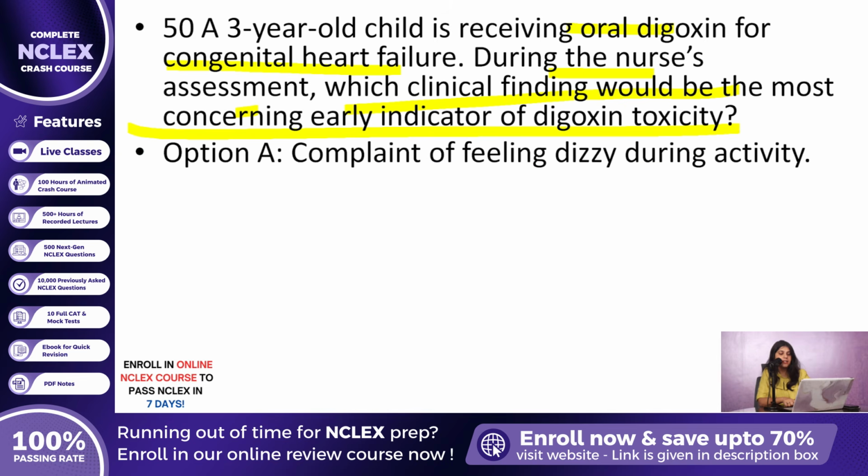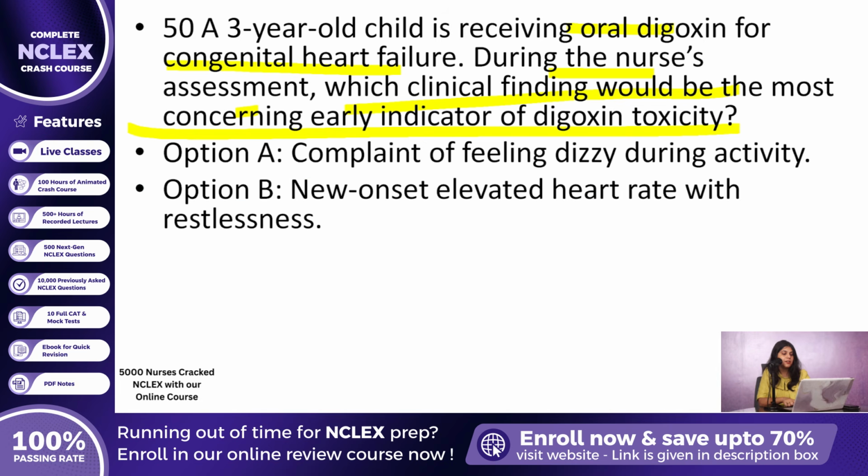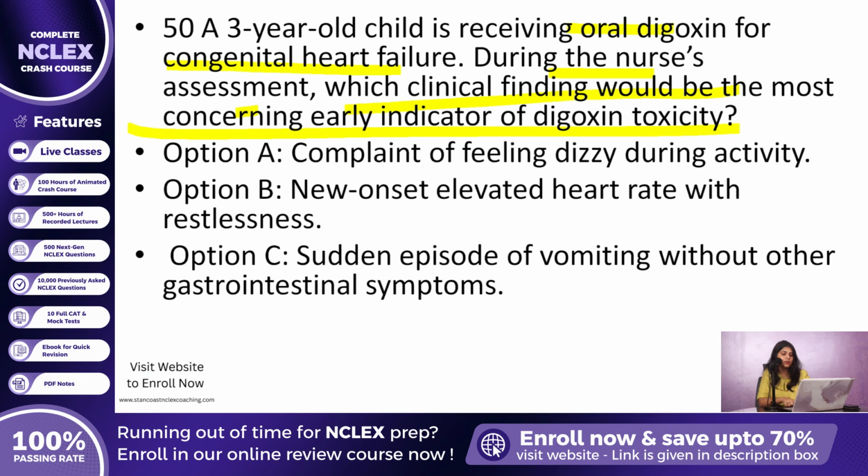Option A, complaint of feeling dizzy during activity. Option B, new onset elevated heart rate with restlessness. Option C, sudden episode of vomiting without other gastrointestinal symptoms. Option D, flattened growth percentile and poor weight gain.